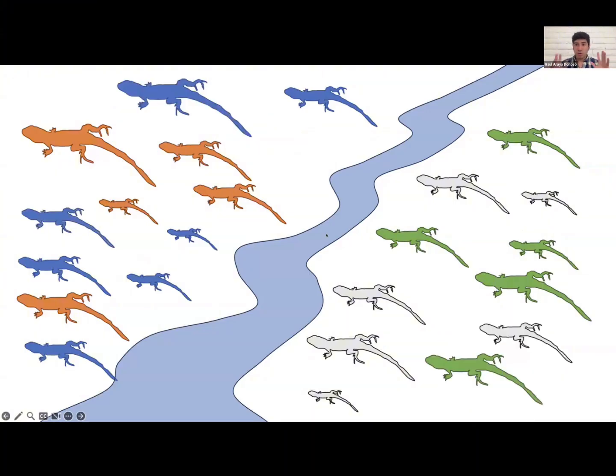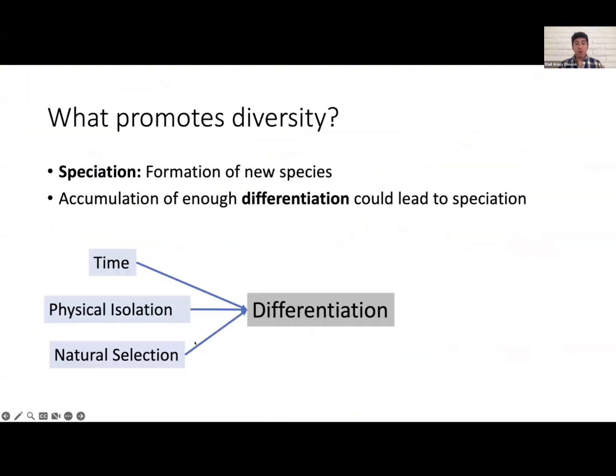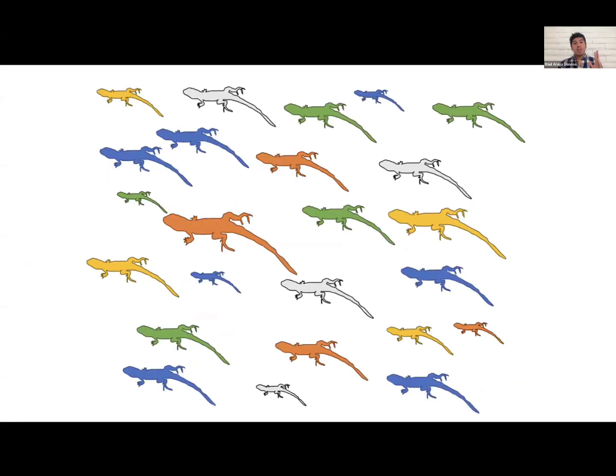So at the end, what we will have is that the populations have completely differentiated, and this is just because of the random reproduction of individuals after the two populations were isolated. Perfect. So physical isolation is important. And the other factor that could influence differentiation are the effects of natural selection. So let's explore this. So let's go back to our original population.